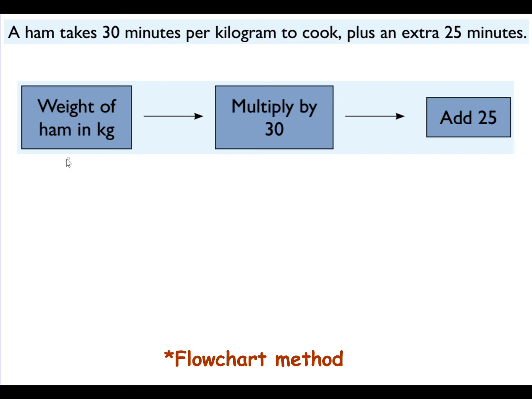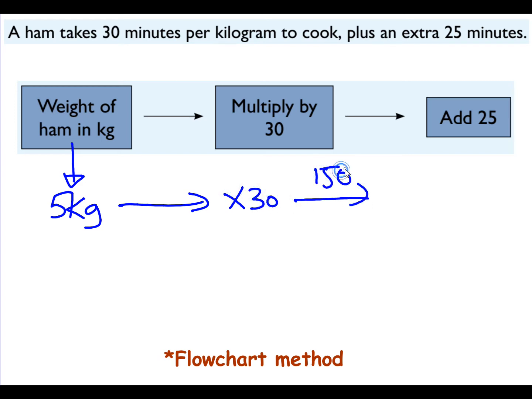And until somebody actually tells me how much my ham weighs, I can't do much with it. But once I tell you how much the ham weighs, you can put it into this formula or flow diagram and get your answer out. So I'm going to tell you that my ham weighs 5 kilograms. So it tells you the order to do things. So the first thing to do is multiply it by 30. So that gives me 150 minutes. But then we need to add 25, and that gives us 175 minutes as the cooking time.